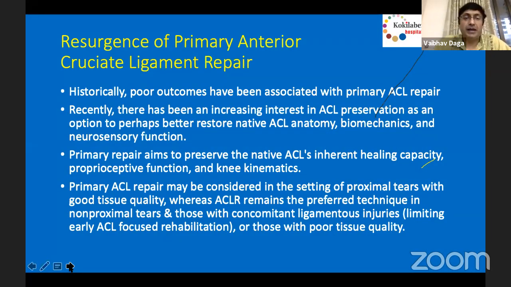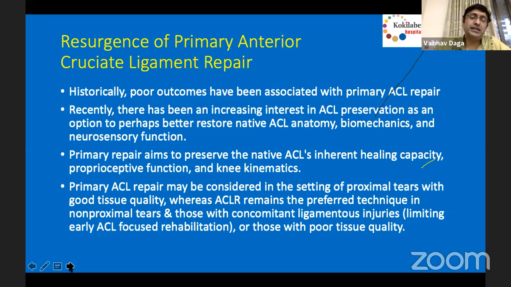So, the resurgence of primary anterior cruciate ligament repair. Historically, poor outcomes have been associated with primary ACL repair. Recently there has been increasing interest in ACL preservation as an option to perhaps better restore the native ACL anatomy. What I was talking about, they're trying to be as close as possible to the native anatomy that was present before the injury. So they are trying to restore the native anatomy, biomechanics, and neurosensory function. Primary repair aims to preserve the native ACL's inherent healing capacity, proprioceptive function, and knee kinematics.